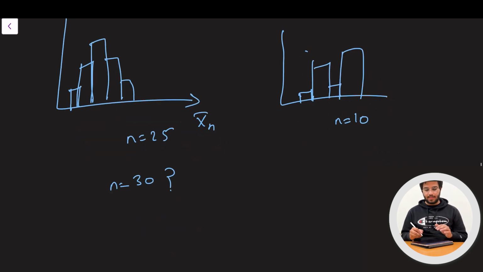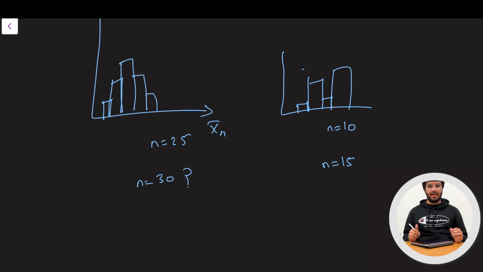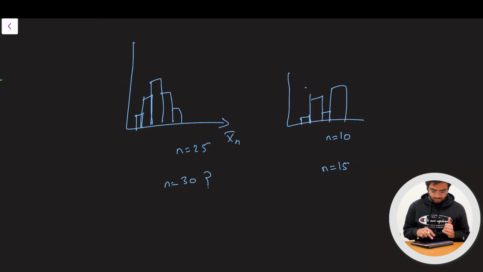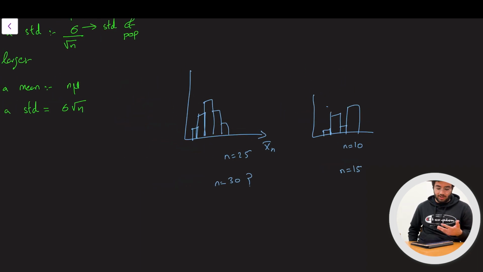and then they ask, is n equals 15? Do we consider that as n big enough? Well, no, because you can't really say. This is not approximately normally distributed, so you can't really say anything about n equals 15. So you can't really use the formulas.